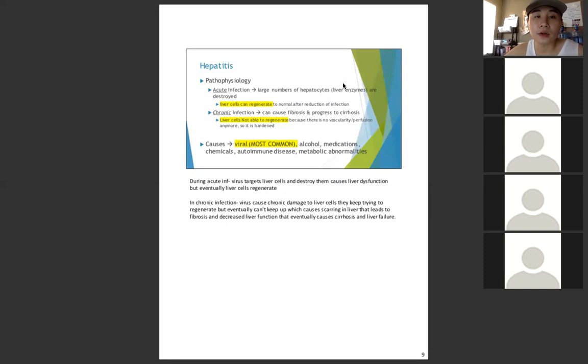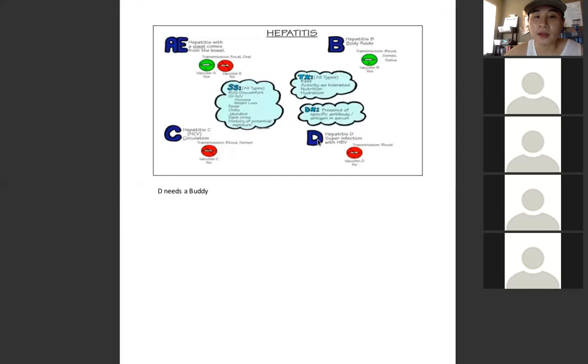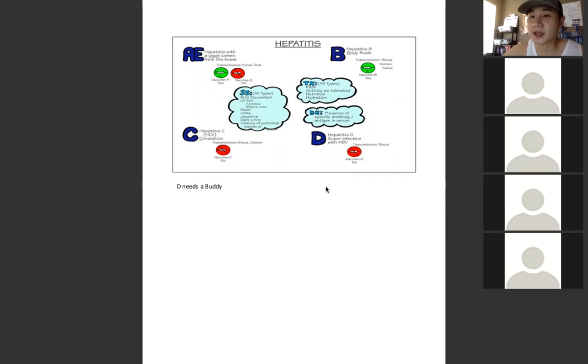All right, so these are just pictures, a pictogram that you guys can look at later. It basically has some signs, symptoms, and some treatment and diagnosis of hepatitis. All right, next we're going deeper into hepatitis.